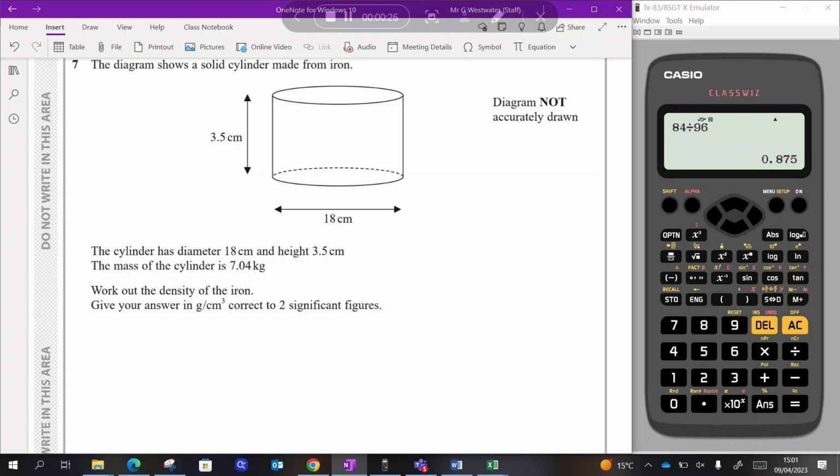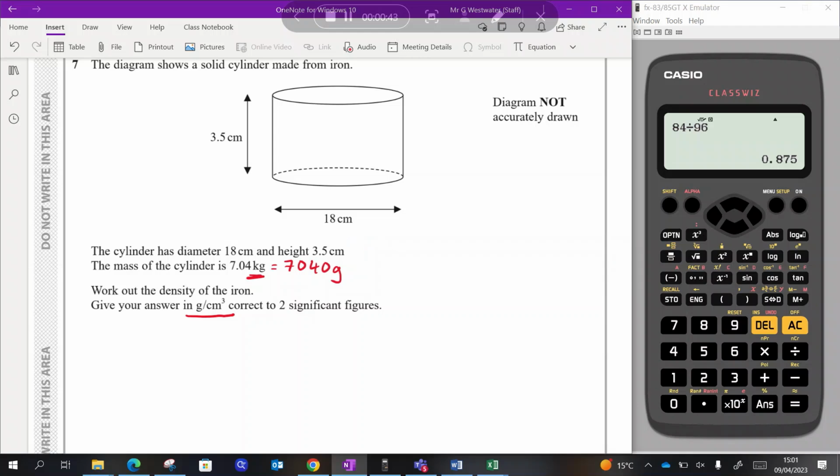Now, the first thing I've noticed is our units here do not necessarily match our units here. The centimeters is fine, but the kilograms is not. So the first thing I'm going to do is I'm just going to say that this is 7040 grams.